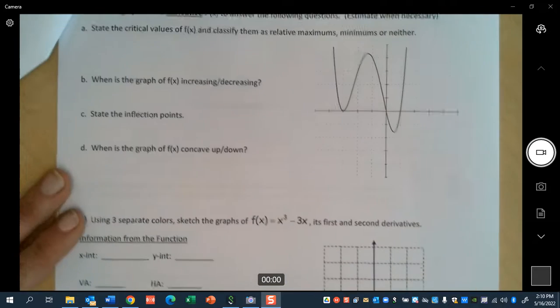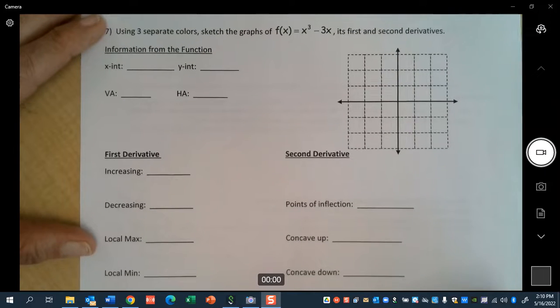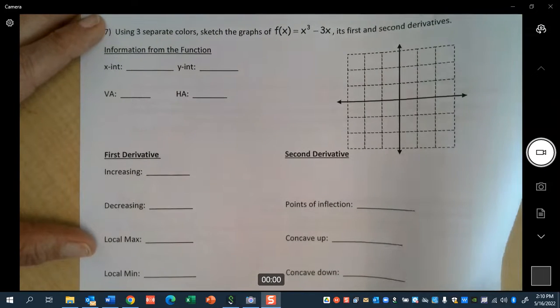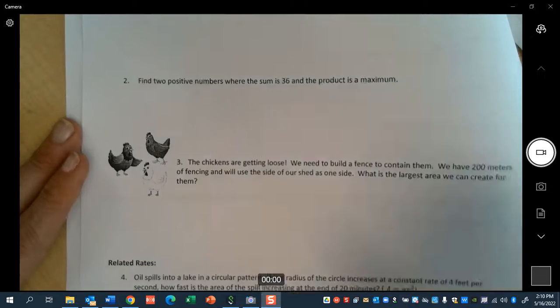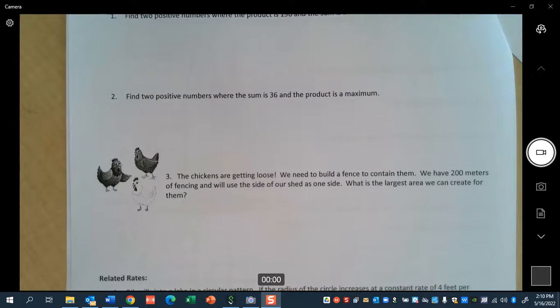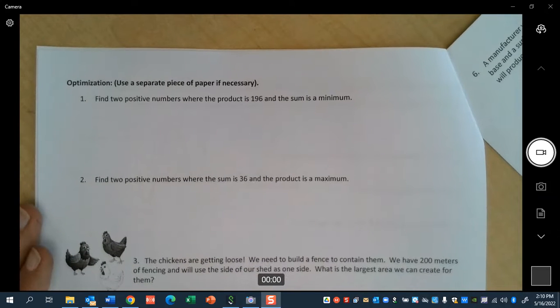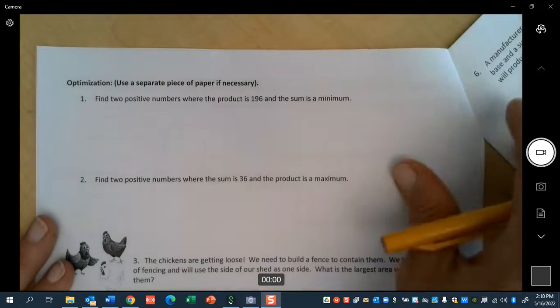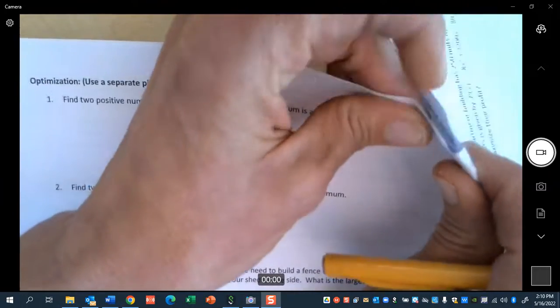Again, analyzing the graph. Again, analyzing the graph. I would like to start here. How do you feel about that? On our optimization, are we okay with that? Grace, are you going to be okay?